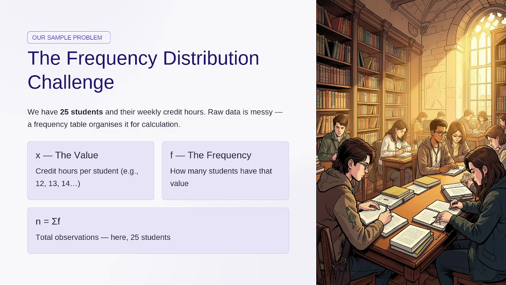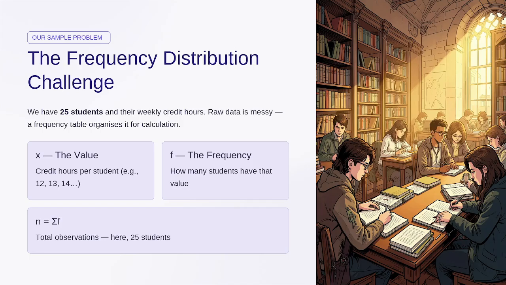Let us solve an example. Here we have 25 students and the number of credit hours each student takes in a week. Instead of writing every student's data separately, the information is organized into a frequency table. Let us understand each column. First column is X. This represents the actual value. For example, 12 credit hours, 13 credit hours, 14 credit hours, and so on.